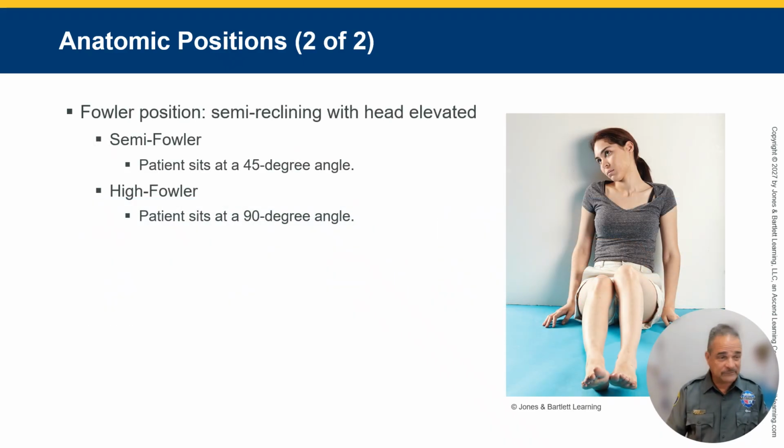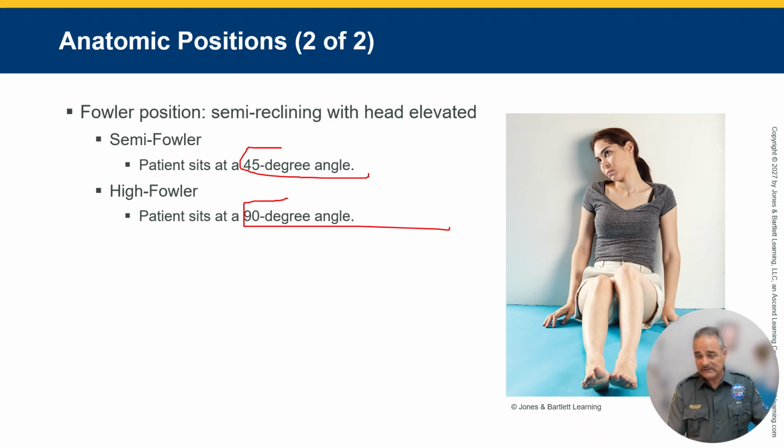All right, so Fowler's position. Fowler's position is a semi-reclining position with the head elevated. You have semi-Fowler's, which is at 45 degrees. And then you have high Fowler's, which is straight up, which is 90 degrees. Folks, I want you to make sure that you make note of this because these are test questions, okay? You're going to see them on National Registry and you're going to see them on your exam as well. So please make note of this.